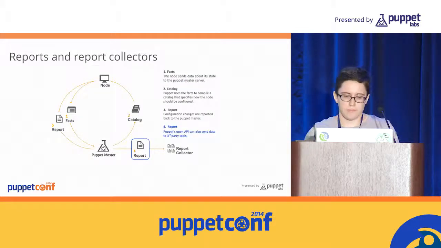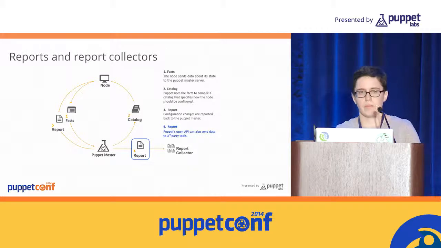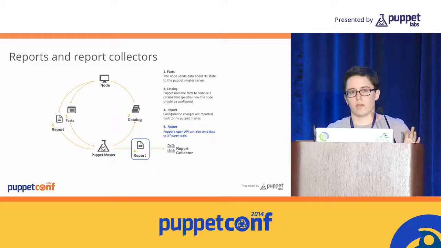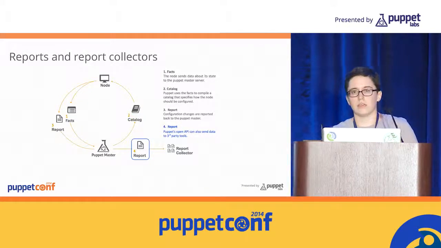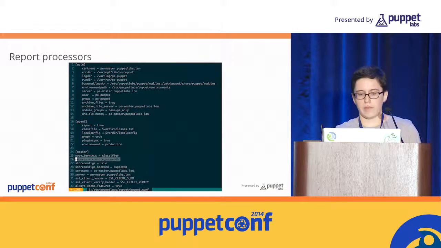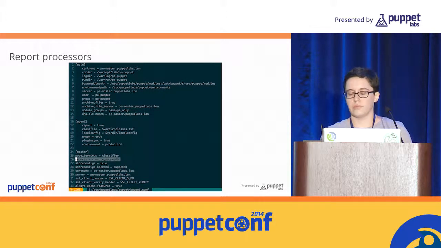So this fourth step in this diagram is the master just kind of gets the report, but it doesn't necessarily do anything with it. The way that the console becomes aware of it is that it's submitted to a report processor, which is a tool that takes that report and does something with it. In the case of Puppet Enterprise, we by default have 2 report processors. Again, this is a screenshot of my puppet.conf file for my master, and you'll see I have a console report processor and a PuppetDB report processor.